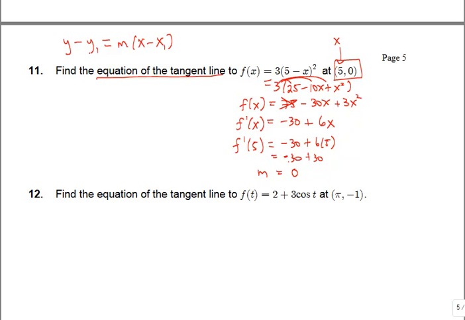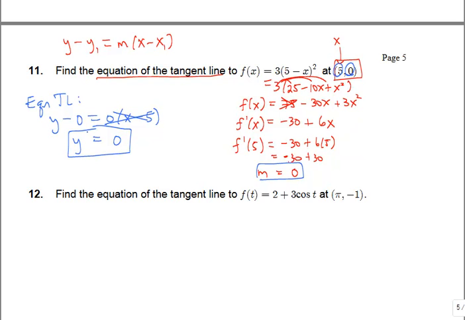We already knew the x1 and the y1, so we're ready to plug everything in. So the equation of the tangent line becomes y minus the y value of our point, which was this 0, equals our slope, which we just found was also 0, times x minus our x value of our point, which we knew was 5. Well, 0 times anything is 0, so this whole right side is 0, and y minus 0 is y. So here is the equation of our tangent line.